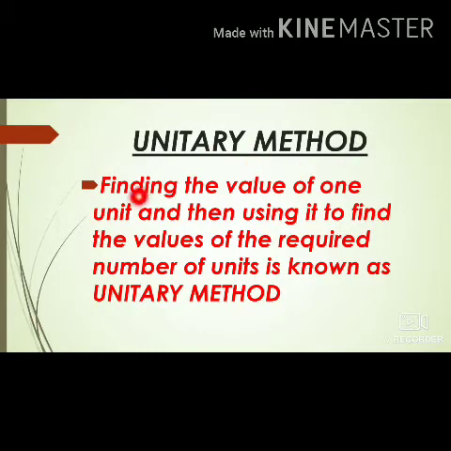Unitary method. Finding the value of one unit and then using it to find the values of the required number of units is known as unitary method. Unitary method is a technique for solving a problem by first finding the value of a single unit and then finding the necessary value. To find the unitary method, there is no formula used. Just find the value of a single unit, that is 1 unit, and then multiply the value of single unit to the number of units.